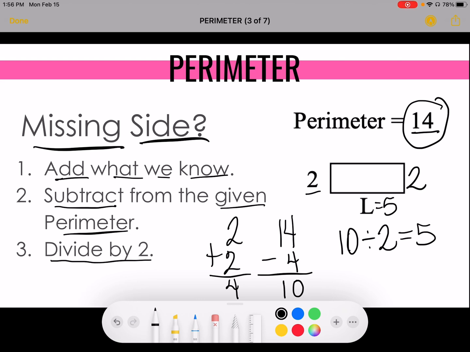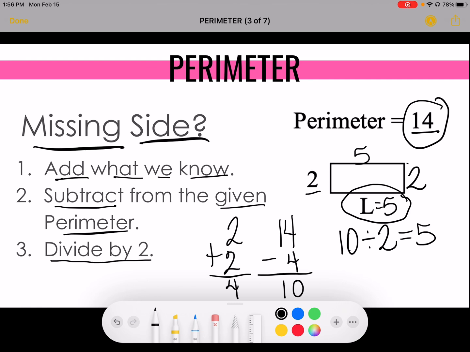And we can label the top too. If it's 5 on bottom, we know it's 5 on top. And a way to check ourselves and make sure we're right is to add up all 4 sides. And if it equals 14, then we are correct. So 5 on top, 5 on bottom makes 10. Plus 2 makes 12. Plus 2 more makes 14. So that means we are correct. And this length is equal to 5.